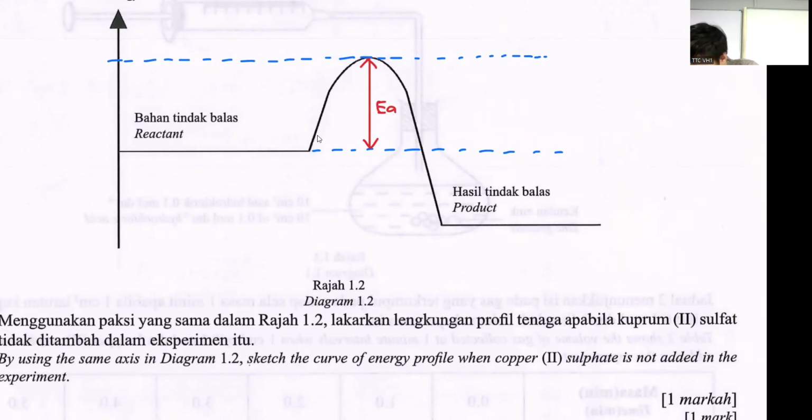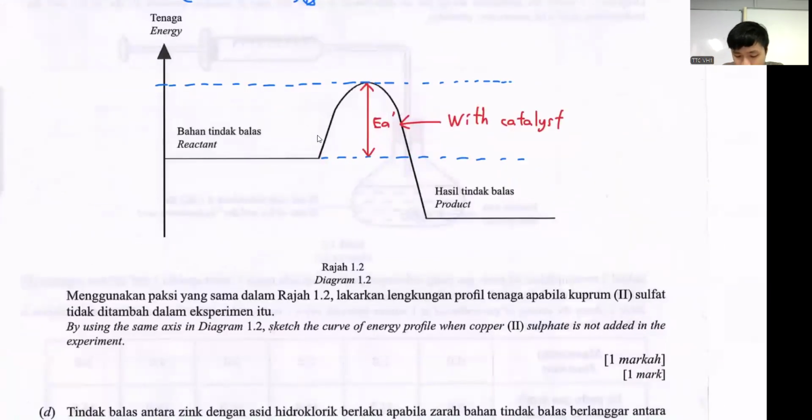EA prime. The activation energy EA prime, you can label as with catalyst. Okay, with catalyst. Normally with catalyst, right, the distance.